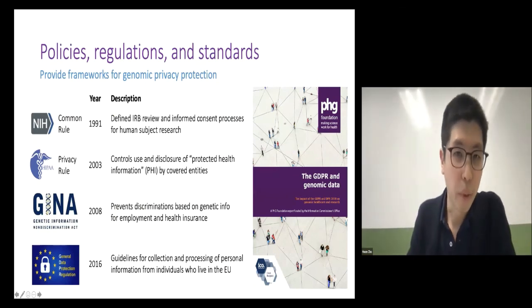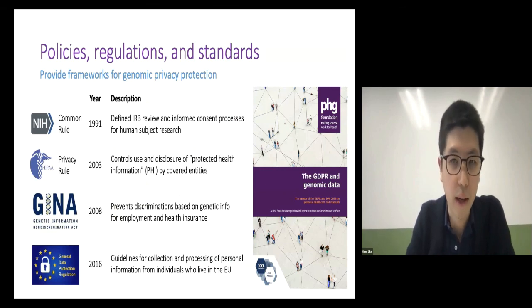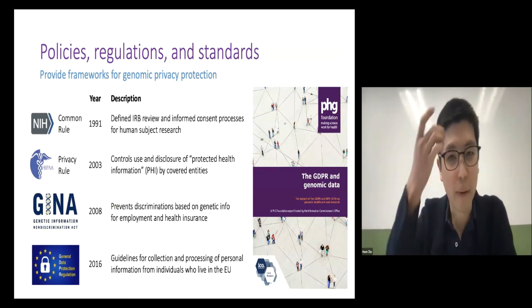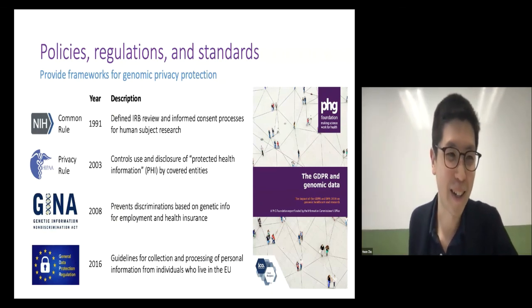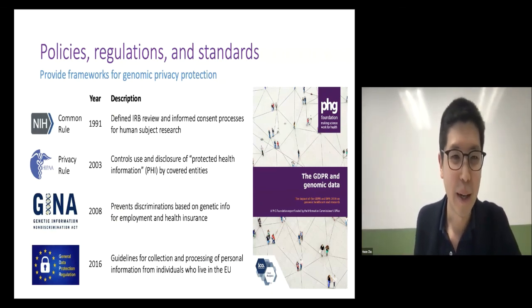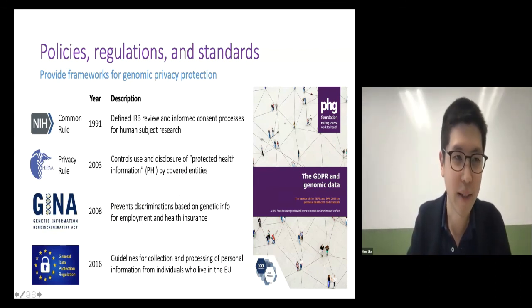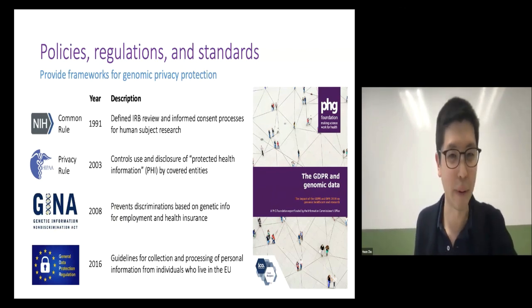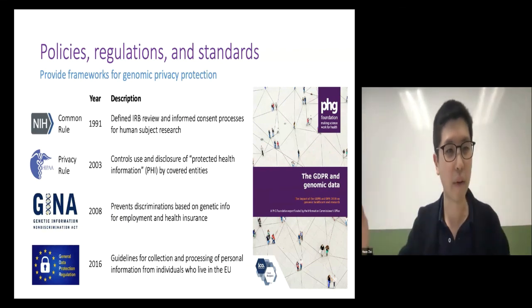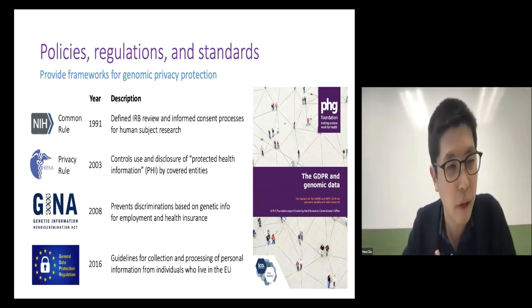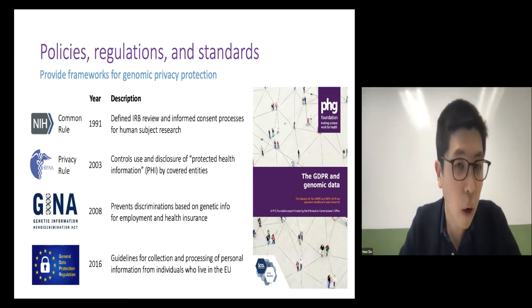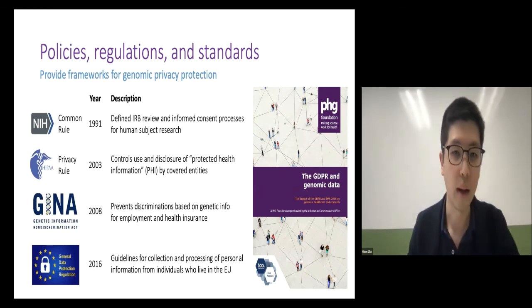As we know, an important approach to tackling these privacy issues is through policies, regulations, and community standards for data sharing. Here are some notable examples that you're familiar with. Dr. Ohno-Machado also mentioned some of these. So this includes the NIH Common Rule, which defines IRB review and informed consent processes, and the HIPAA Privacy Rule, which introduced the notion of protected health information, or PHI. And I guess the most recent example is GDPR in the EU, which broadly governs the collection and processing of personal information for European individuals. And this also covers genomic and biomedical information.